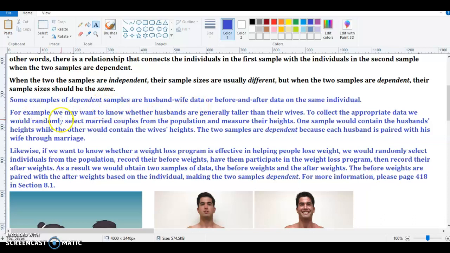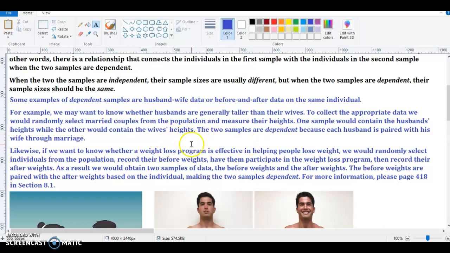For example, we may want to know whether husbands are generally taller than their wives. I'm going to describe two situations where you have two samples that are dependent. To collect the appropriate data, we would randomly select married couples from the population and then measure their heights, because we want to know whether husbands are generally taller than their wives. So one sample would contain the husbands' heights, while the other would contain the wives' heights.